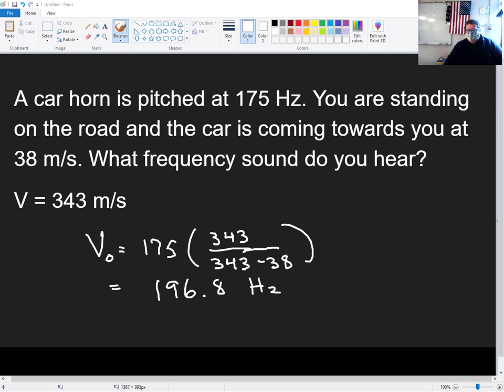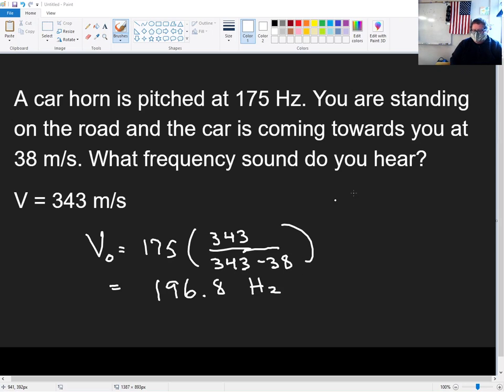And again, if we're off like a decimal place, it's not going to be a big deal. You should get about 197 hertz, or 196.8 is what I got. But again, if you got that wrong, there's two things I would double check. Number one, biggest, most important, make sure you have the right sign. Because again, this is coming towards us. If we're the damsel in distress on the railroad tracks, that's bad. So it's negative, minus 38.